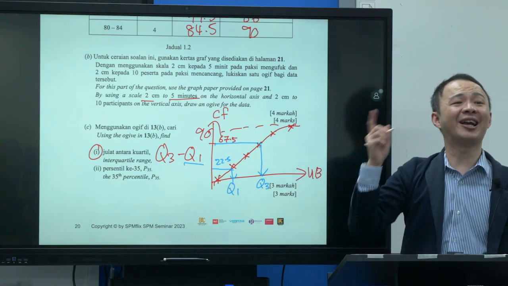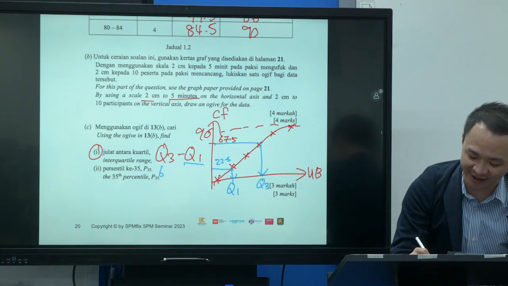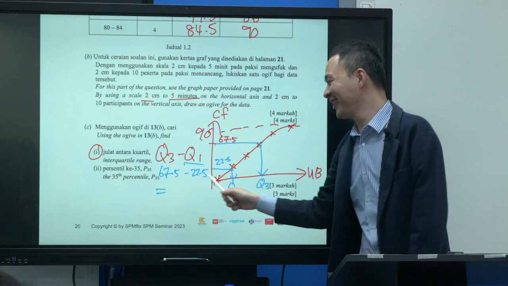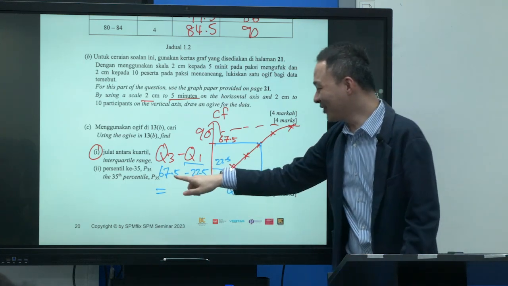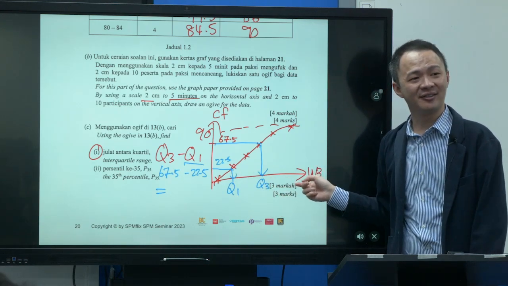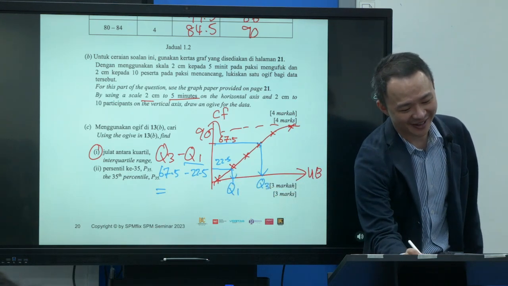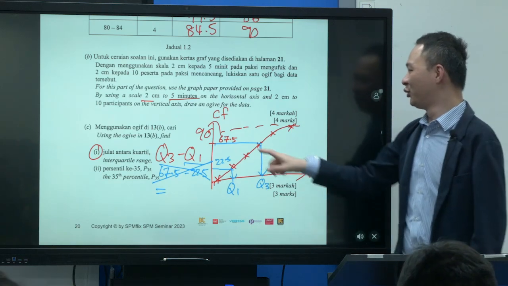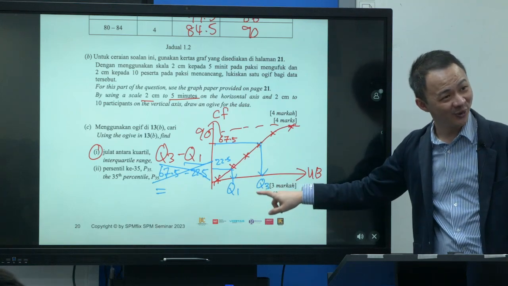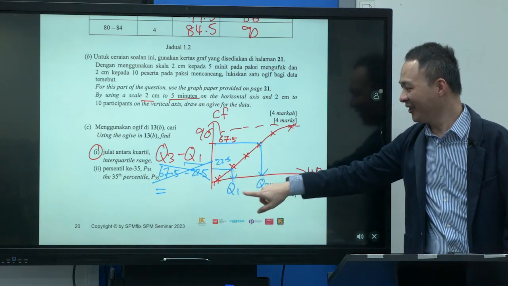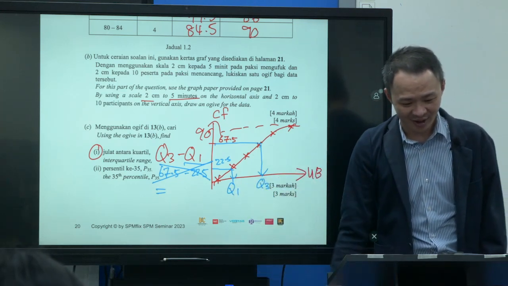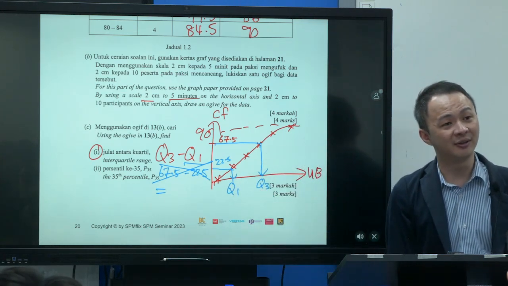Don't make this mistake, because I got a lot of students who will write like this: this one is 67.5 minus 22.5. We are not using this one to minus. This one is for us to find the frequency. We want to find the x-axis, the x value. So don't do it like this. This is wrong. You find 67.5, touch the line, and see what the x value is. Then 22.5, touch the line, and see what the x value is. Take this value minus this value, it's called the interquartile range, or julat antara kuartil. Cool?